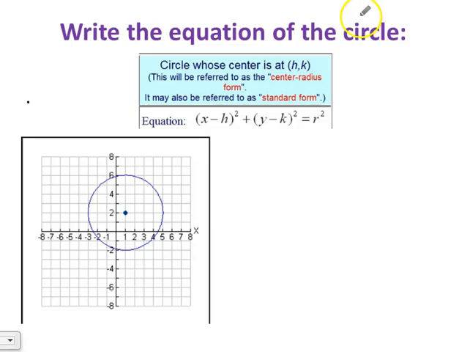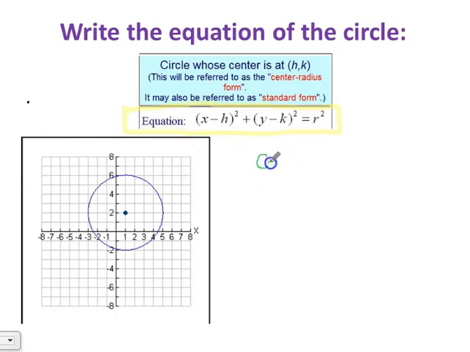All right. Here we've got a circle graphed on the coordinate plane. And your job now is to write the equation of that circle that's graphed. So you actually know how to do this already. You know the equation to use for a circle. So now all you need to do is substitute in the coordinates of the center and what the radius is. So let's identify those things.